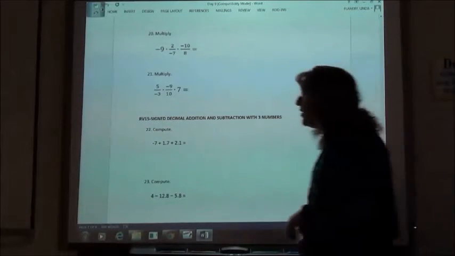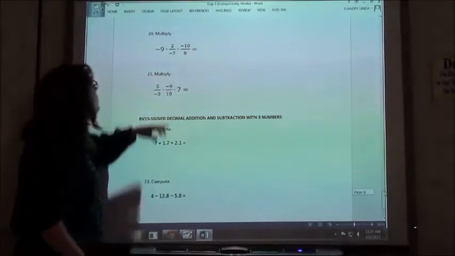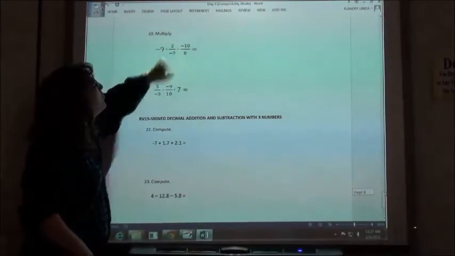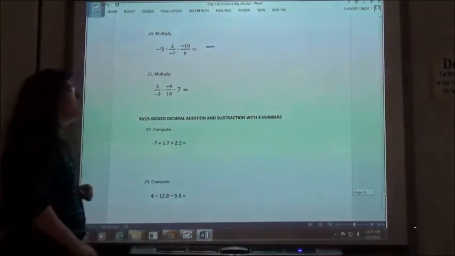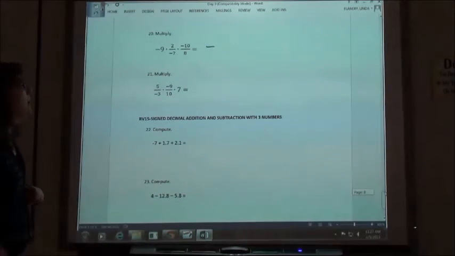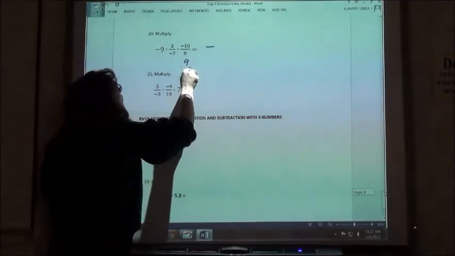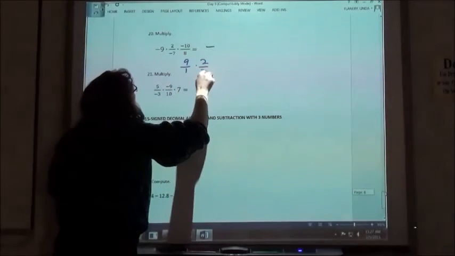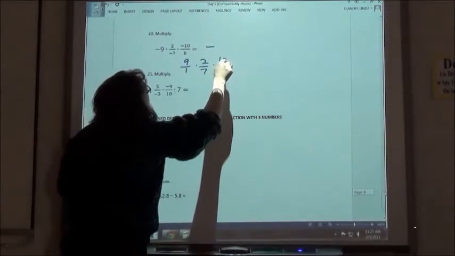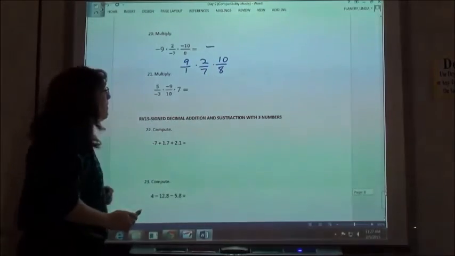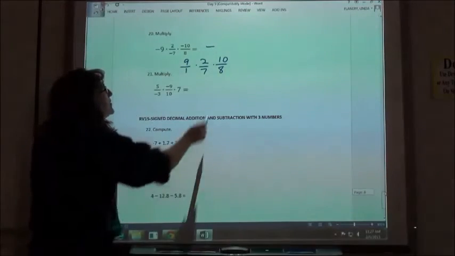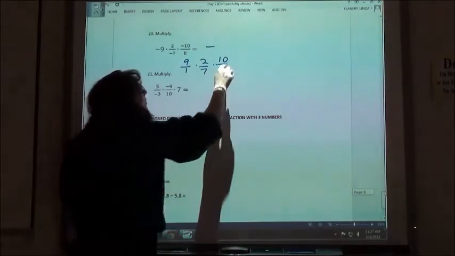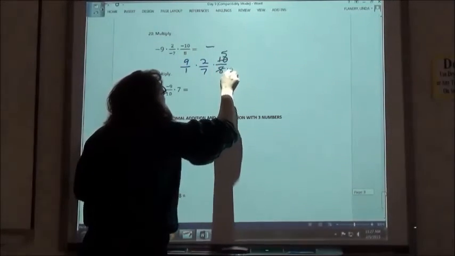Number 20, if I look at that one, I look and say, oh, there's 1, 2, 3 negative signs. Since there's 3 negative signs, I know my answer is going to be a negative. I'm then going to take 9 over 1 times 2 over 7 times 10 over 8. I'm then going to do some reducing. Well, I might do this. 10 over 8 I can reduce down. That's going to be 5 over 4.